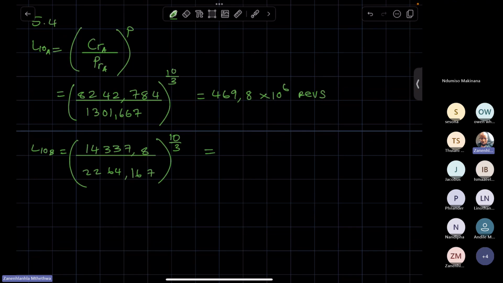Now let's see what you get here. So this is 14337,8 divided by the 2264,167, all to the exponent 10 over 3. So we're getting the same thing, 469,8 millions of revolutions, which is what you would expect anyway, so times 10 to the 6 revs.